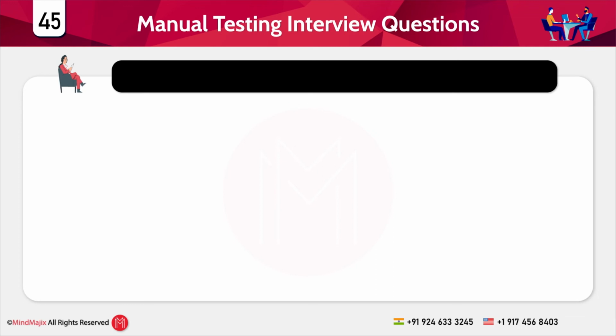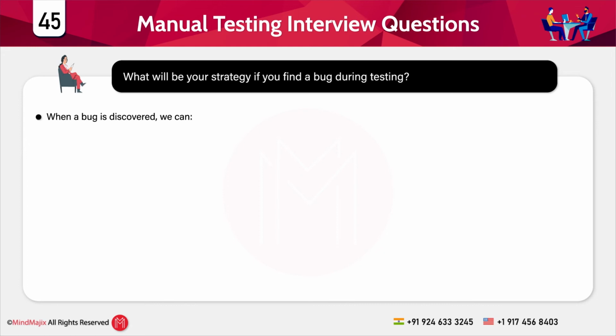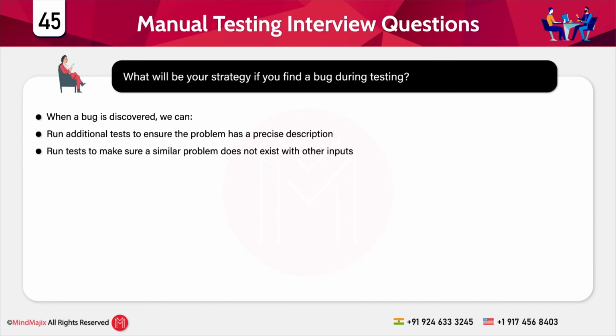So the next question is, what will be your strategy if you find a bug during testing? So whenever a bug is discovered, what we can do is run additional tests to ensure that the problem has a precise description. Then you can run tests to make sure a similar problem does not exist with other inputs. And the third, once a certainty is established, you can add more details and then report the bug.